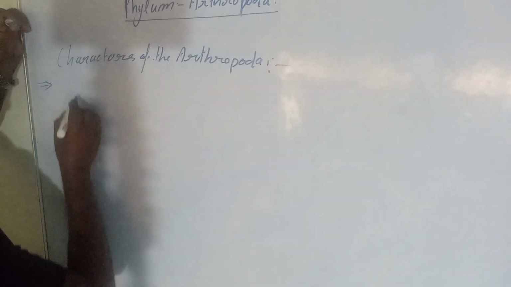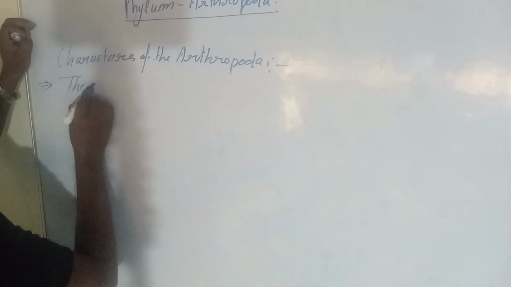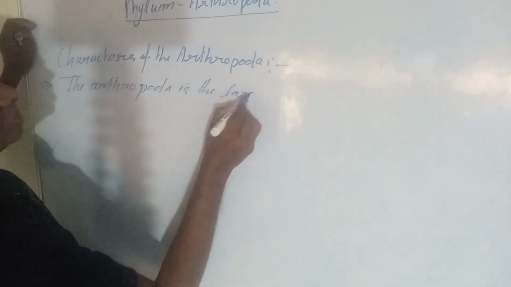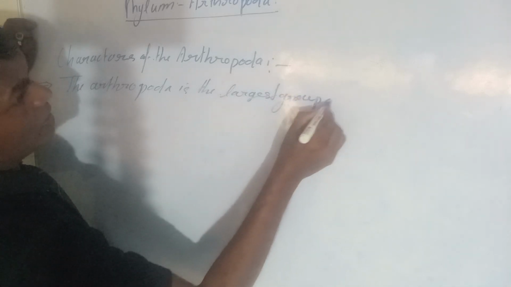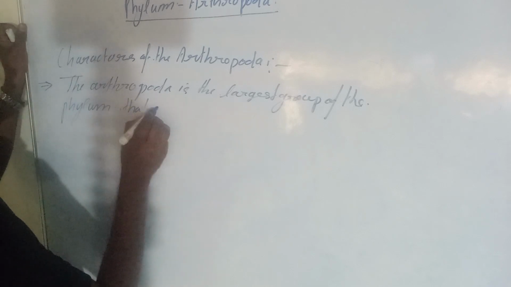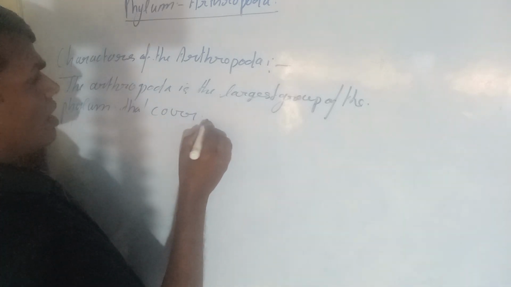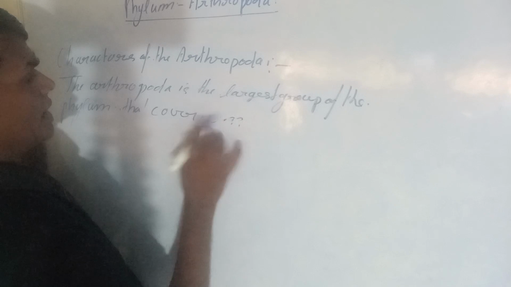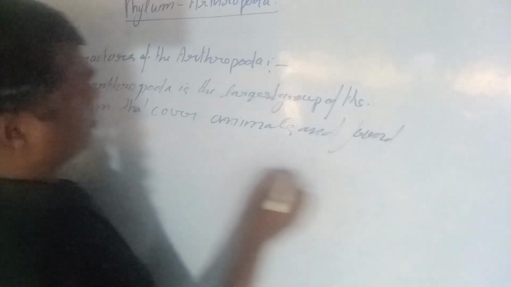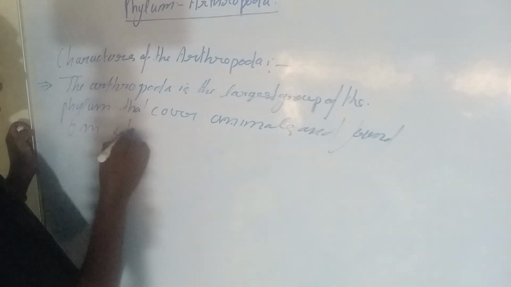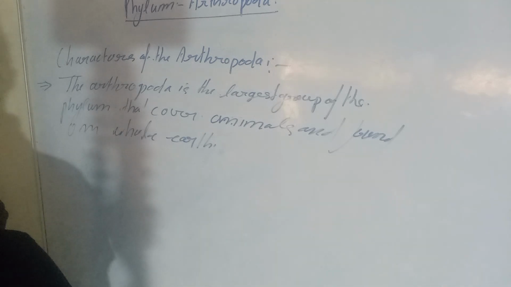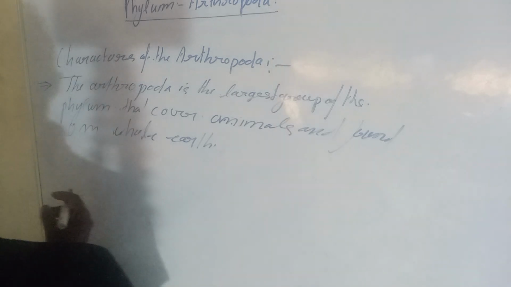This is the largest group of the phyla. The Arthropoda is the largest group of the phyla that covers the animals found on the whole earth, and these animals are triploblastic, bilateral, and segmented.